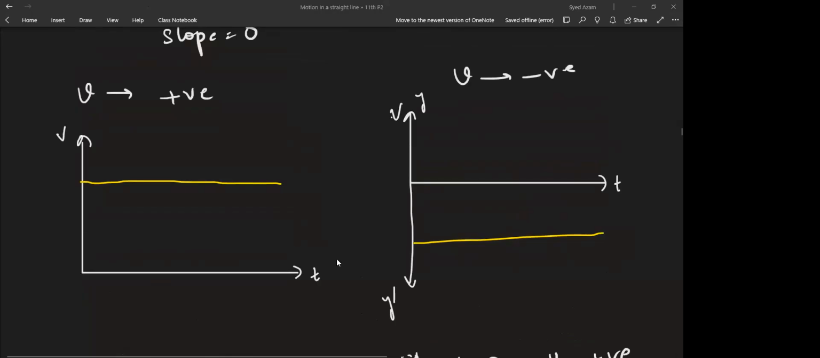This graph also you both have plotted? Yes, ma'am. Yes, ma'am. Okay.